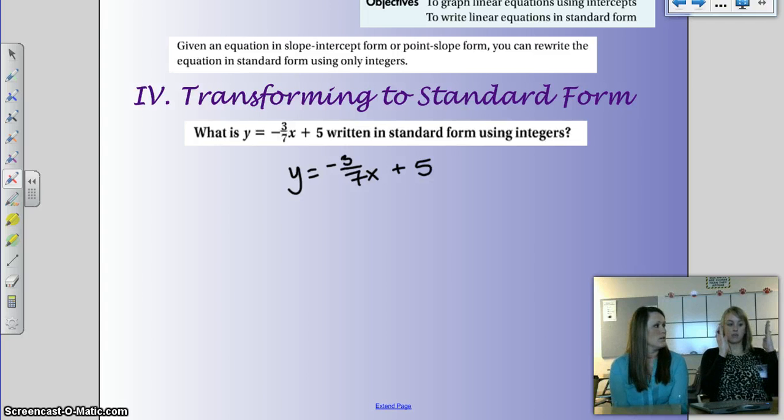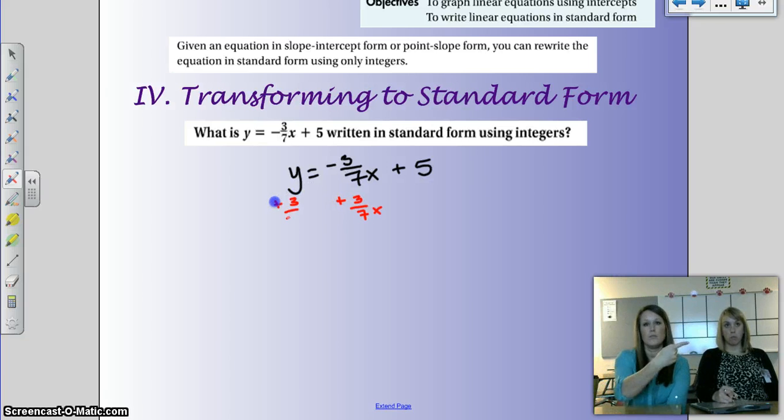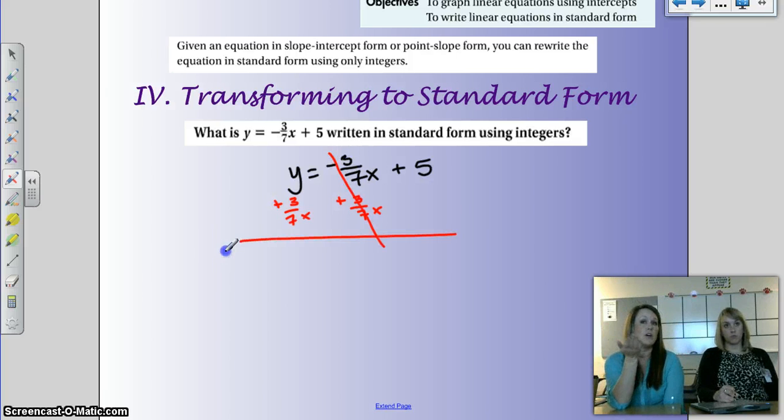So, first thing I see, I need my x and y on the same side. On the same side. So I see that we have negative 3/7 x, so let's add that to get rid of it on the right and move it over to the left. So those went away. Now I have unlike terms, which is perfect, 3/7 x plus y, positive y, equals 5.